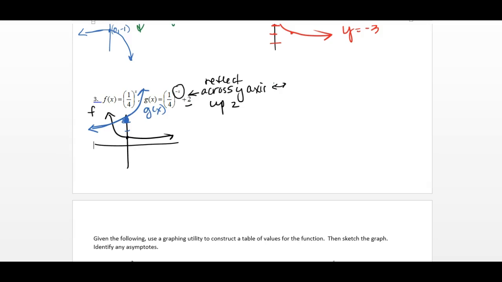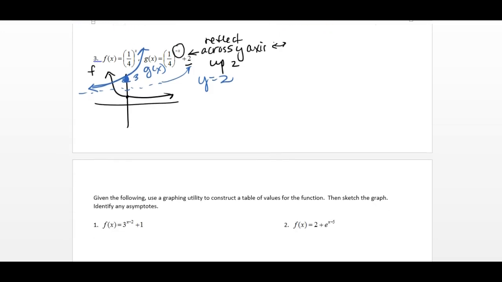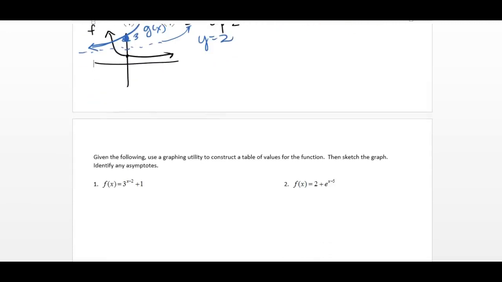It's crossing where x is 3. And then what is it not going to cross? What's that line right there? Well, it's at +2. y = 2. So you're going to be asked to look at the equations, decide what are the transformations that are happening and things like that, and identify the asymptotes from the equation. It's pretty simple.